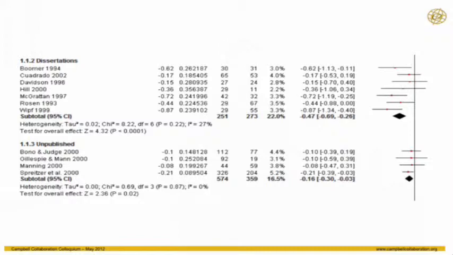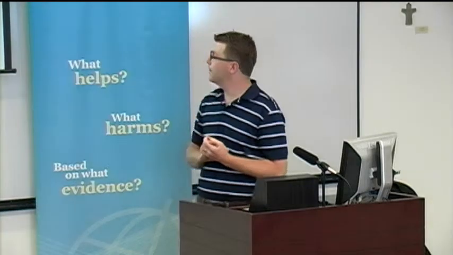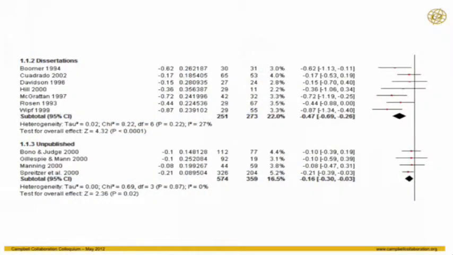Finally, our unpublished group, the mean effect is about negative 0.16, and it ranges from negative 0.30 to negative 0.03. And so that's also a significant difference in the female direction. Just as with the dissertation group, we don't have any evidence here that we have significant heterogeneity among these effect sizes in the subgroup, but again, we should interpret that with quite a bit of caution, because they're pretty small samples.